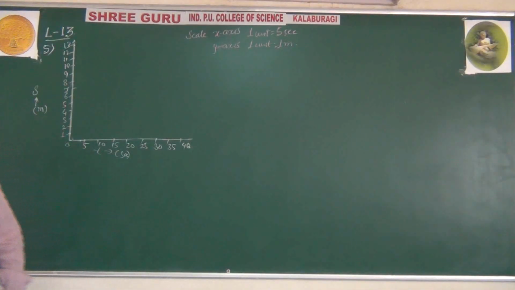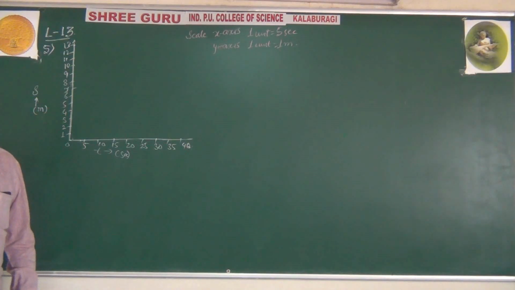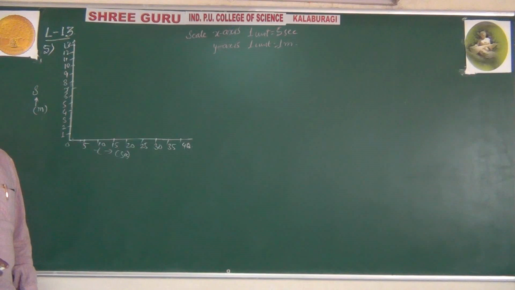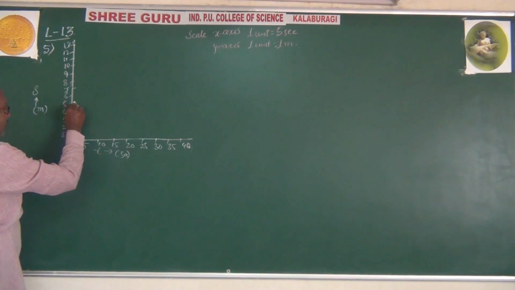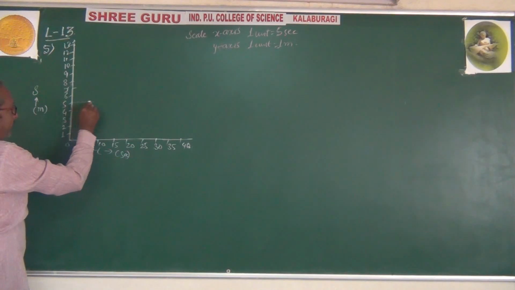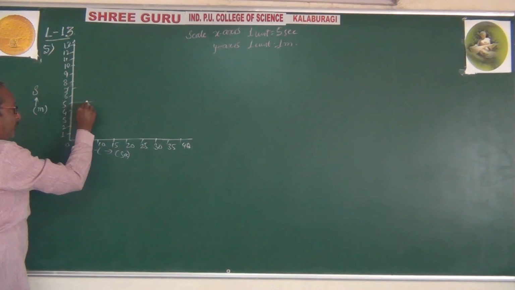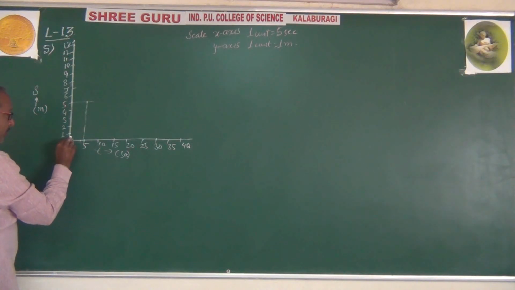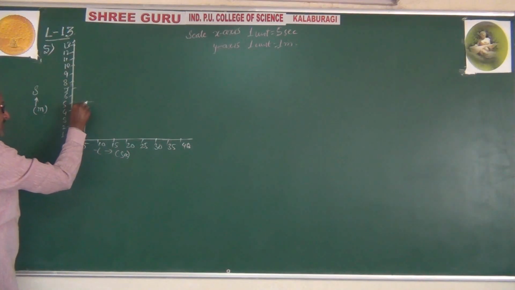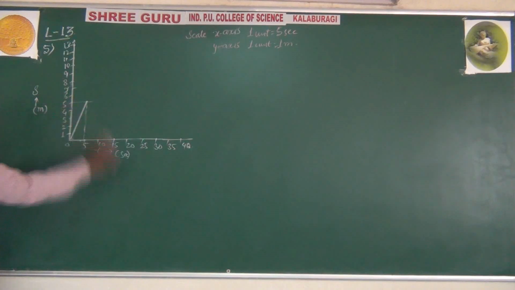So first he will go forward 5 steps. Each step length is 1 meter and he will take 5 seconds. So here is the 5 steps position and the time will be 5 seconds. Here we got the position and the graph will be plotted like this. This is the graph.